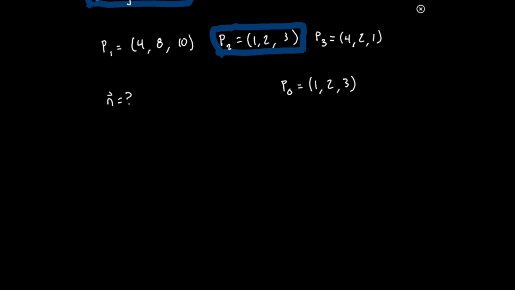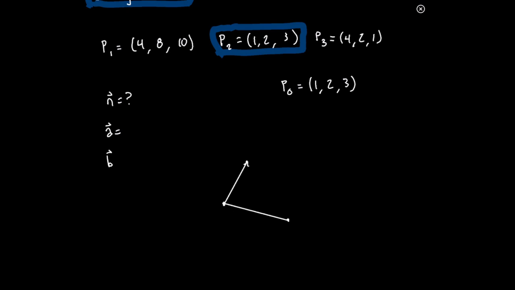But we don't have A and B. How can we find two vectors here, though? So we need A and we need B. So we're given 3 points that lie on this plane, and we need two vectors.